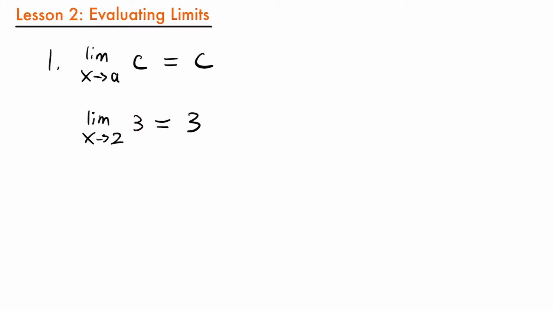That's because if we graph that function, it is going to be 3 forever. No matter where we go, that function is just going to be 3. So it doesn't matter what value we're approaching, it will always be 3.